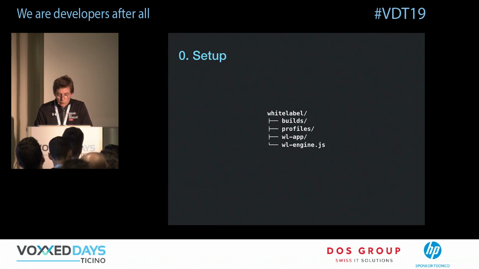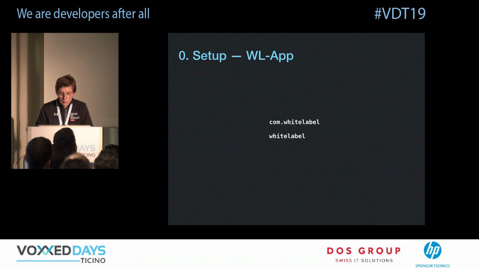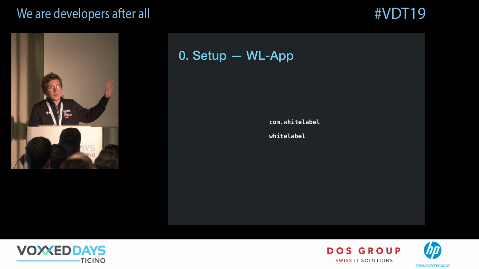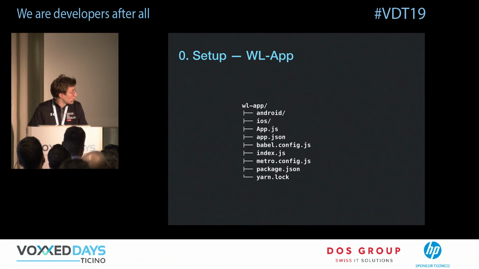If we take a closer look at the white label app, as I said before, it is just another React Native application, so we can initialize it like this. It will produce an application with this bundle ID, com.whitelabel. Let's keep it in mind, we will use it later, along with the default application name, which is WhiteLabel for us. The project looks like this. It's a standard React Native project with the Android and iOS directories, an entry point App.js, and so on.